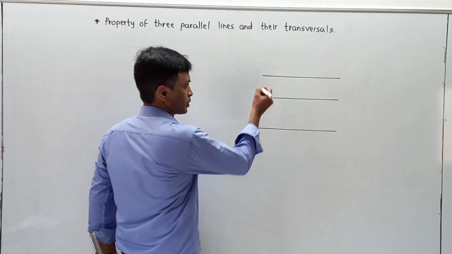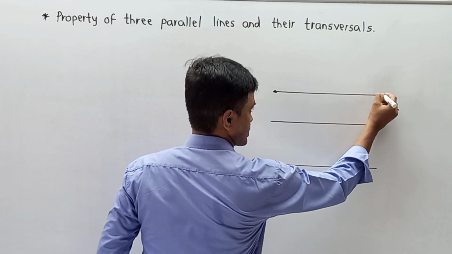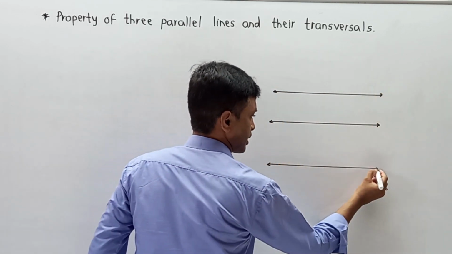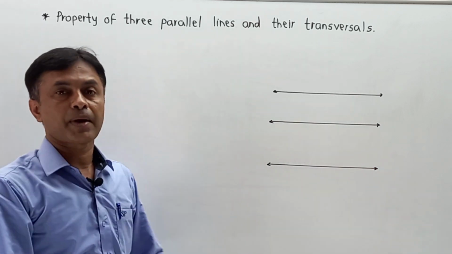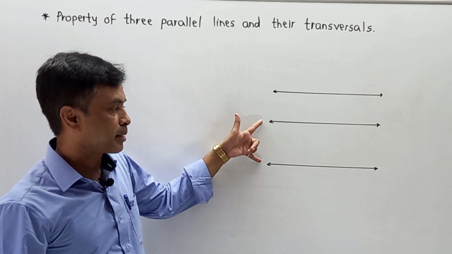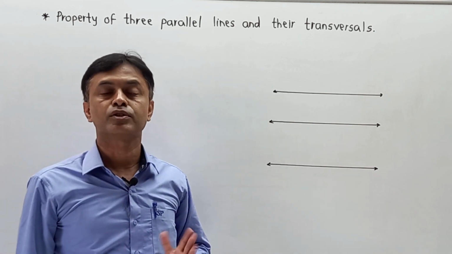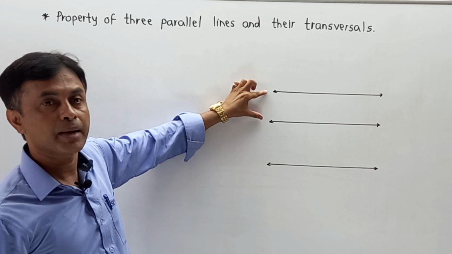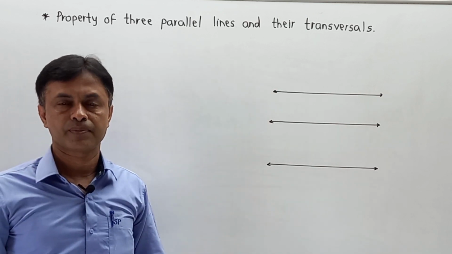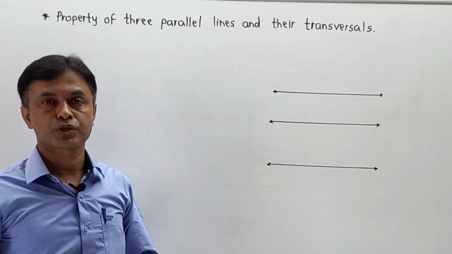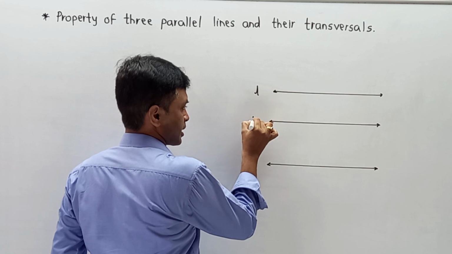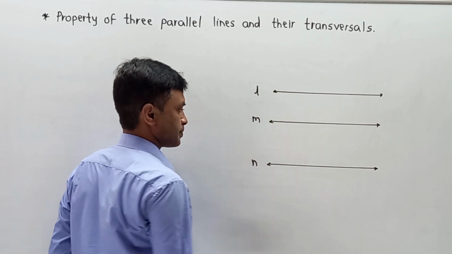Let us say we have drawn three lines: first, second and third line. Here, these three lines are parallel with each other. It is not important whether the gap between these two lines and the gap between the other two lines is the same or not. It may be possible that the gap between these two lines is 5 centimeters and the gap between the other two is 7 centimeters. It doesn't make any difference for this property. Let us say the nomenclature: the first line is L, the second line is M and the third line is N.